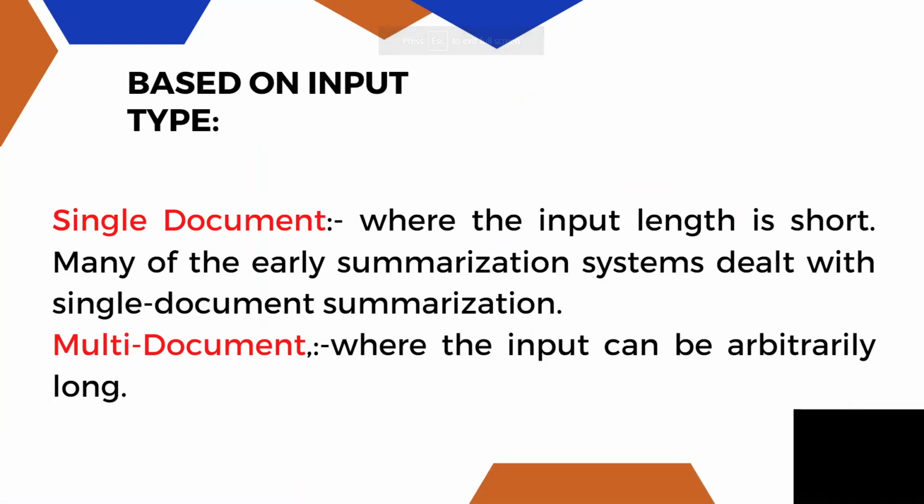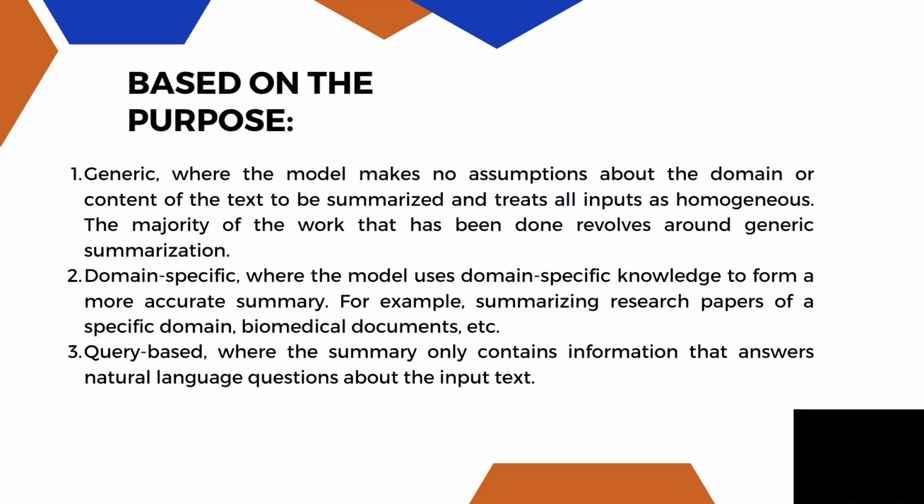So, first, based on input type, single document, where the input length is short. Many of the early summarization systems dealt with single document summarization. Multi-document, where the input can be arbitrarily long. Based on purpose, generic, where the model makes no assumptions about the domain or content of the text to be summarized and treats all input as homogeneous. The majority of the work that has been done revolves around generic summarization.